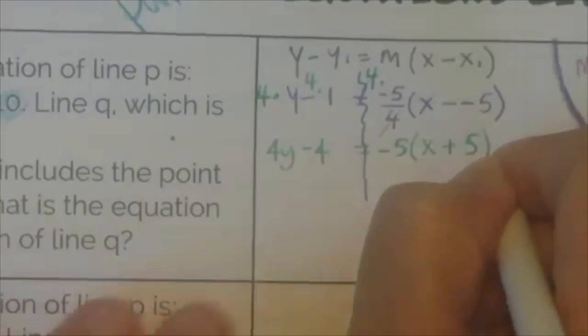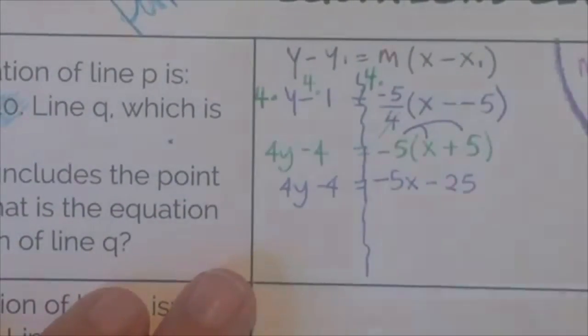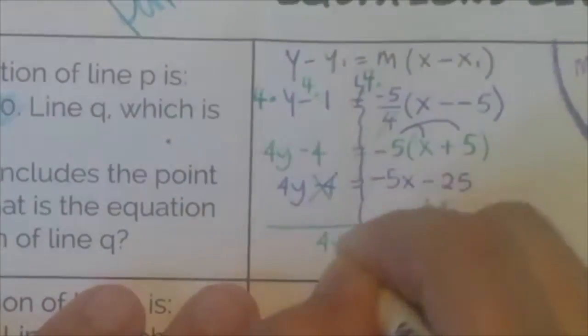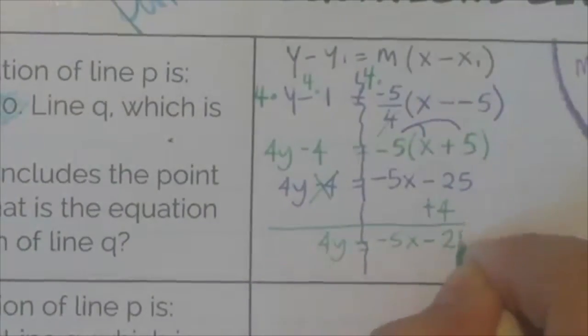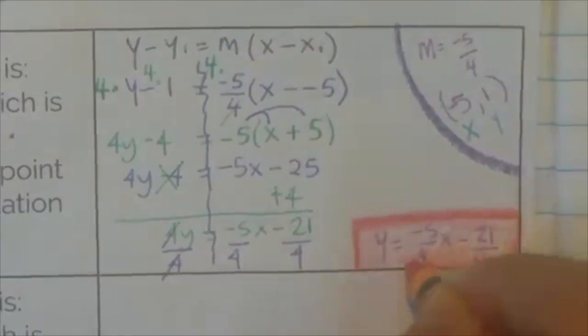Let's go ahead and get into the house. So that's negative 5x plus negative 25. Bring everything else down. Take the 4 to the other side. It's going to be plus 4. Simplify that. And then divide everything by 4. Simplifies to that. So you'll notice that I have the same slope because parallel means the same slope.